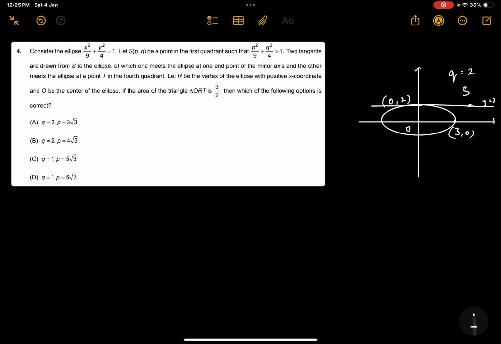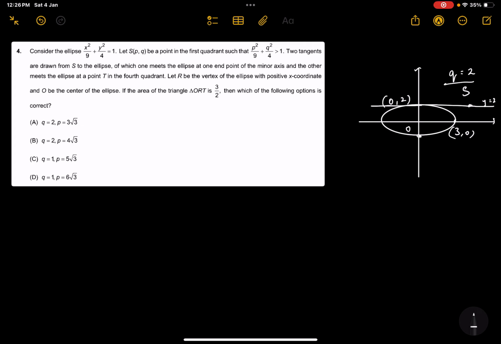And obviously this tangent cannot be at the (0, -2) end of the minor axis, because any point on this line cannot lie in the first quadrant. So we know that the tangent should be at (0, 2). So we have determined that q is equal to 2. Now we need to find p.